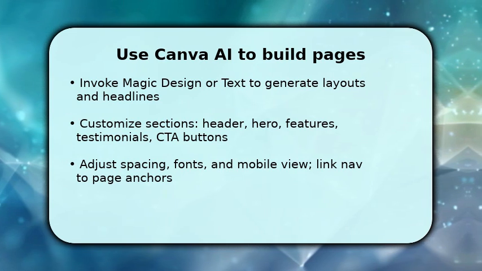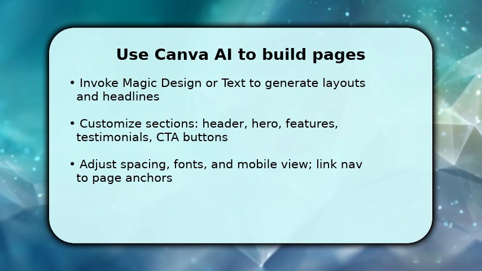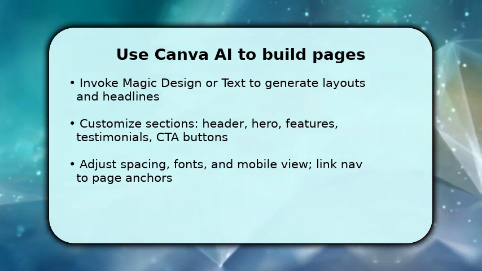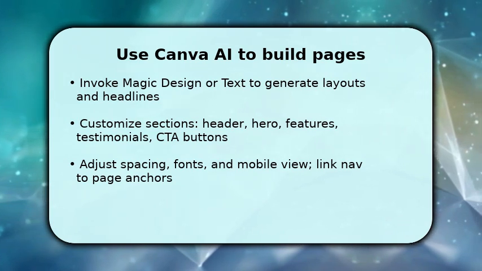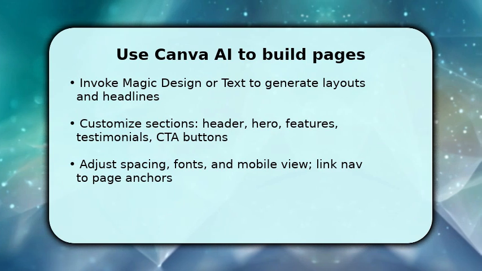Once the AI generates sections, replace placeholder copy and customize CTAs, features, and testimonials to reflect real benefits. Make sure to refine spacing, line height, and responsive settings under mobile view so elements don't overlap.